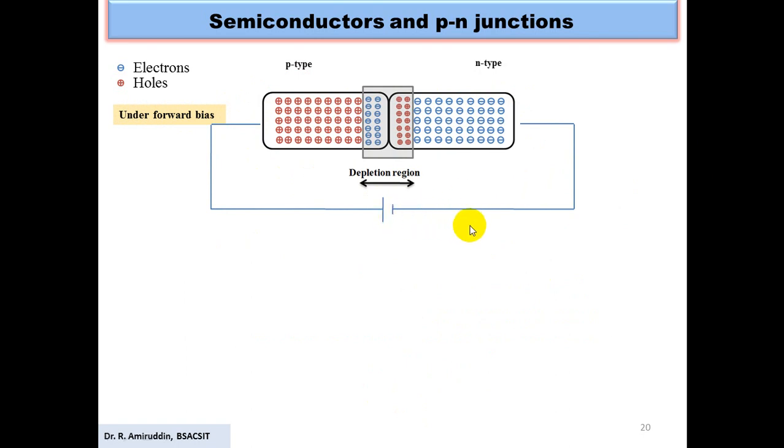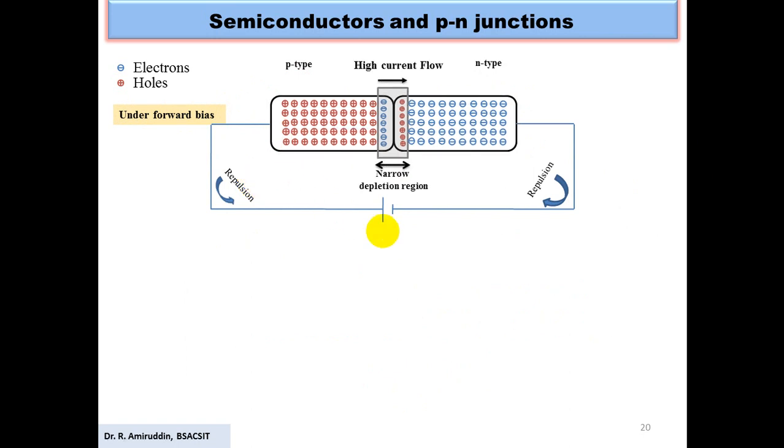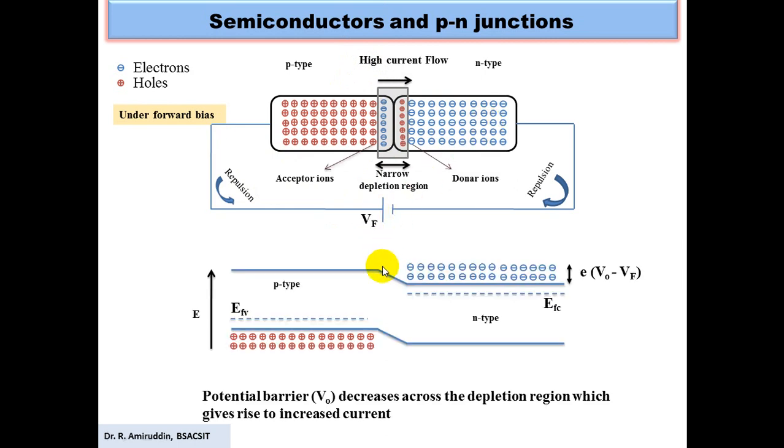During this condition, there will be some repulsion of charge carriers, due to which the depletion region becomes narrow, and thus a high current flows across this p-n junction. As a result, the potential barrier height decreases. Thereby, high current flows across this p-n junction under forward bias condition.